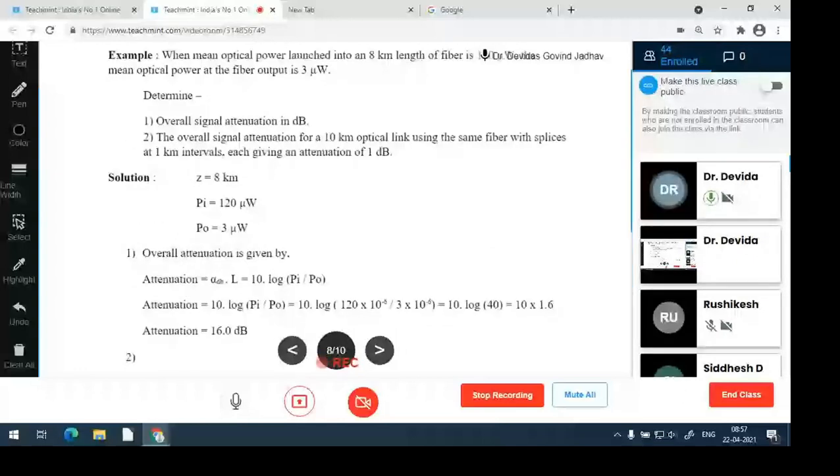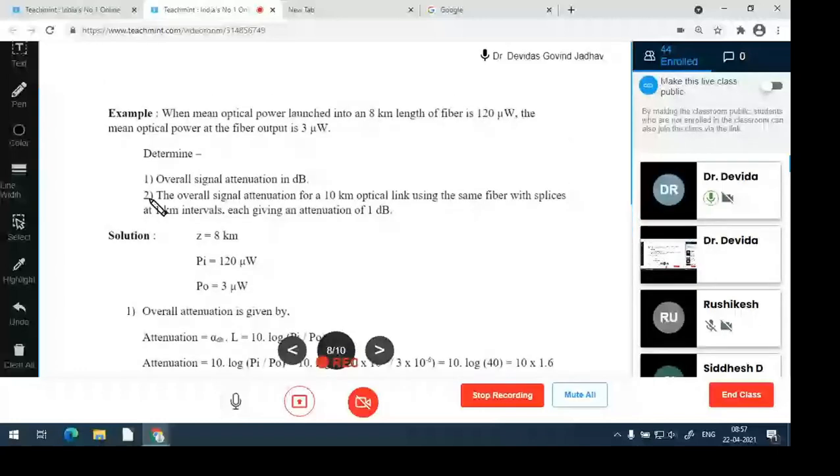Next problem. When the mean optical power launched into the 8 kilometer fiber is 120 microwatt, so that is Pi, the mean optical power output, that is PO, is 3 microwatt. L is given, Pi is given, and PO is given. Launched power is given and output power is given.